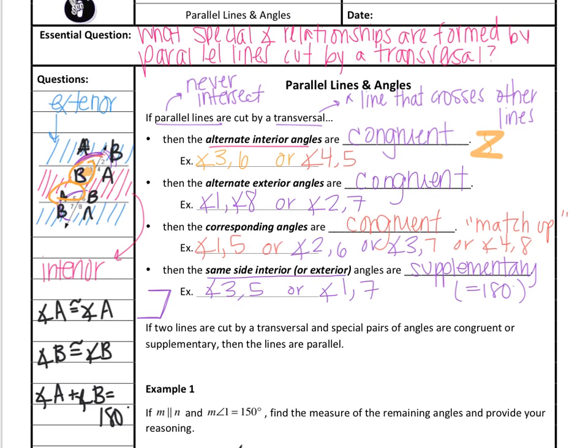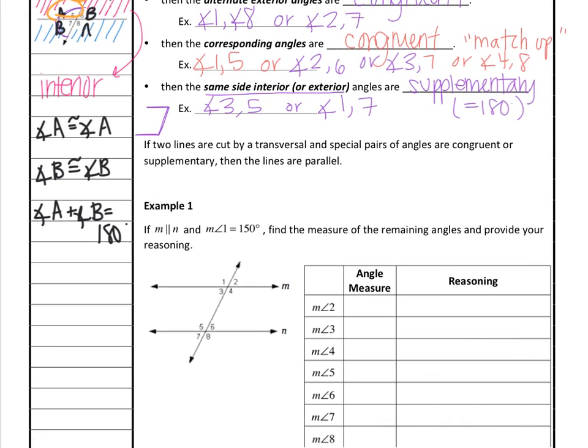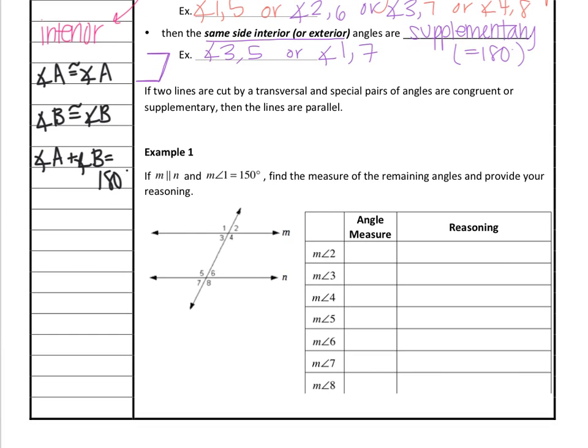So if you get parallel lines on your picture, you can certainly jot down that A, B, B, A and be good to go for figuring out whether they're congruent or supplementary. Now there is a little statement here that says if two lines are cut by a transversal and special pairs of angles are congruent or supplementary, then the lines are parallel. So it works in the reverse as well. If you have congruent or supplementary angles, then those lines could potentially be parallel.